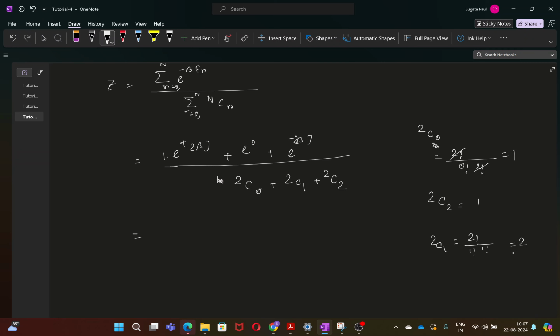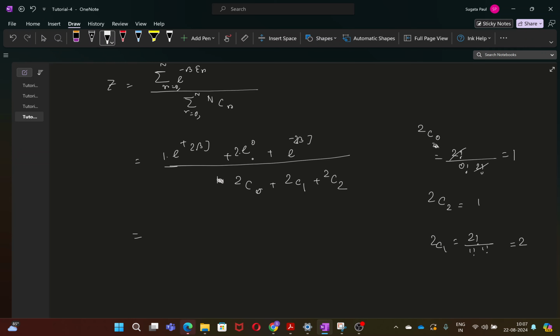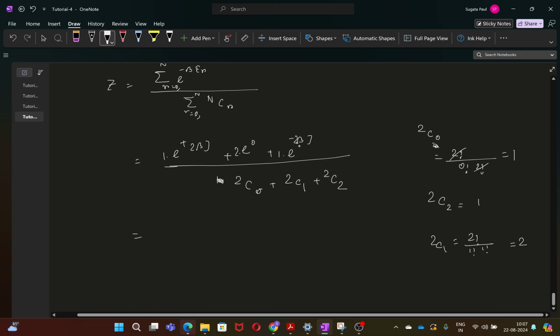That means the r equal to 1 level appears twice, 2 times. So we have to multiply here by 2, because you also have to take the degeneracy of each of the levels. And for r equal to 2, you have the 2c2 value as 1. That means here the number of combinatorial values is 1. So it is 1 times this thing.